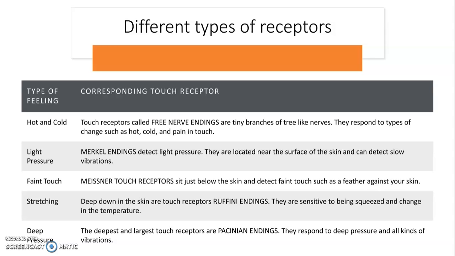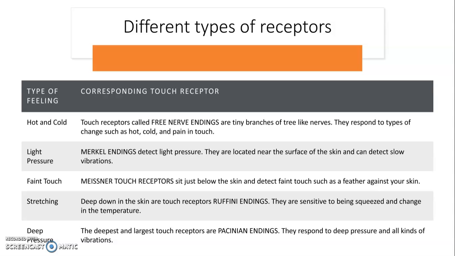So these are the different types of receptors and what they correspond with. If you were to feel hot and cold, the touch receptors called free nerve endings are tiny branches of tree-like nerves. They respond to types of change such as hot, cold, and pain and touch. So next is light pressure. Merkel endings detect light pressure. They are located near the surface of the skin and can detect slow vibrations.